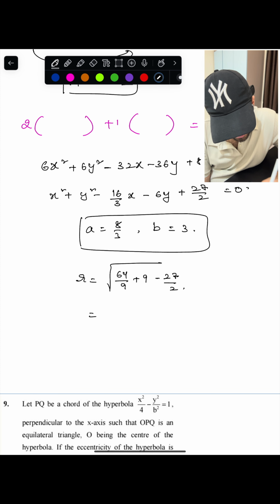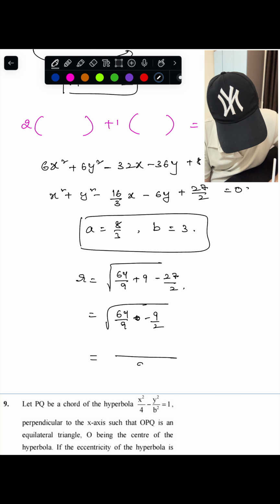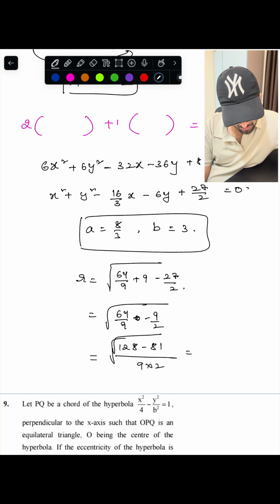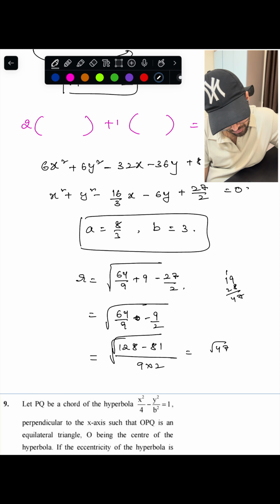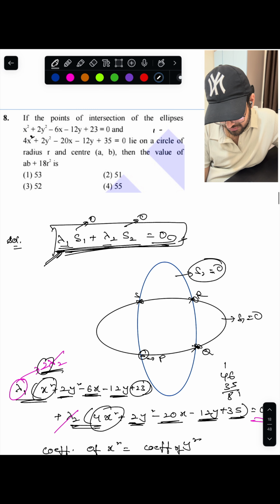Okay, so what I can do is here I can calculate root of 64 by 9 plus 9 minus 27 by 2. Okay, so if I take the LCM, 9 2s are 18, 128 minus 81 under root. So 128 minus 81, how much? That is 47, so you'll be getting root 47 by 3 root 2. Okay, so just substitute the values here.